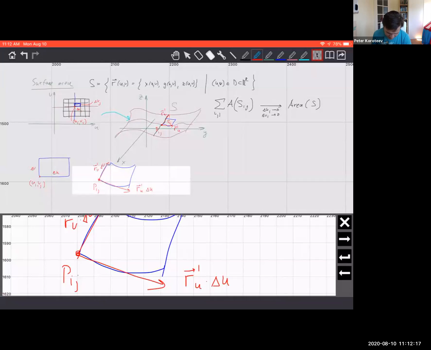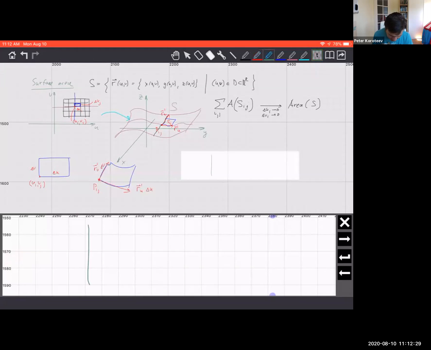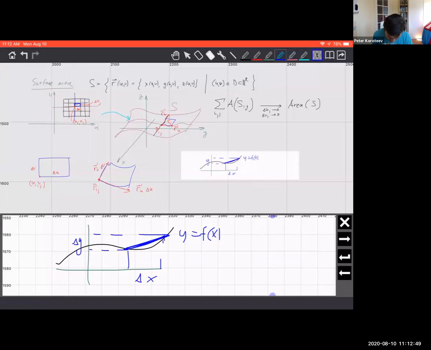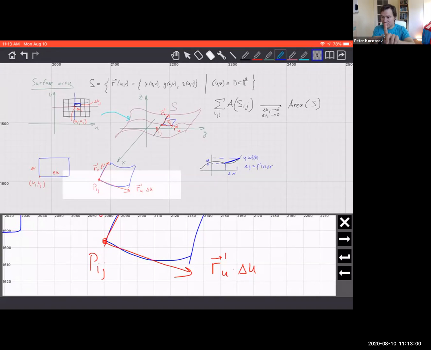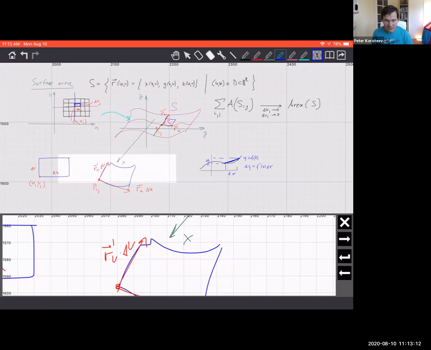But now, since we want to calculate the area, we need to actually know the length of this vector. I'm going to remind you what happens for a function of one variable. If you have a function y equals f of x, and you have two close points which are separated by delta y, and this is delta x, then in linear approximation delta y is equal to the derivative f prime of x times delta x. That's exactly what happens here. Now we have two vectors in two orthogonal directions, so the length of this vector here will be r prime u delta u, and the length of this vector will be r prime v delta v.